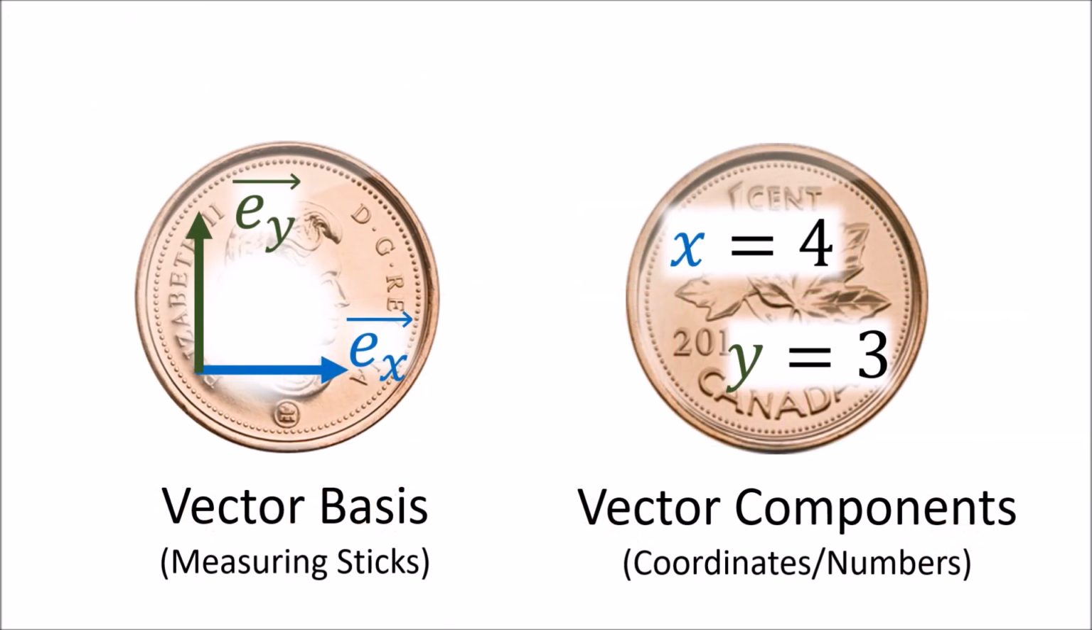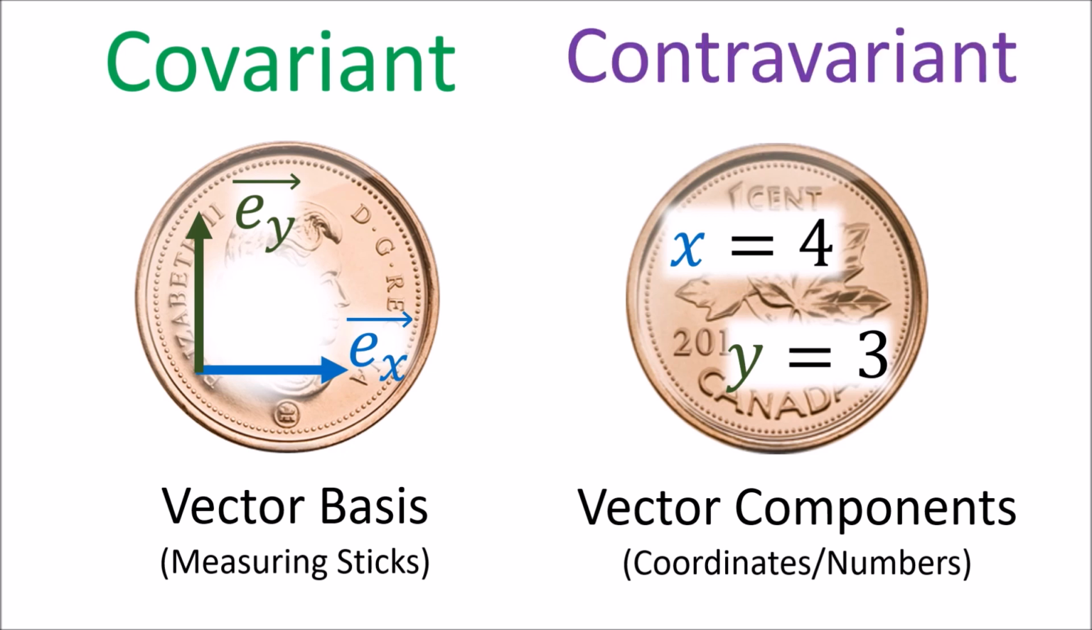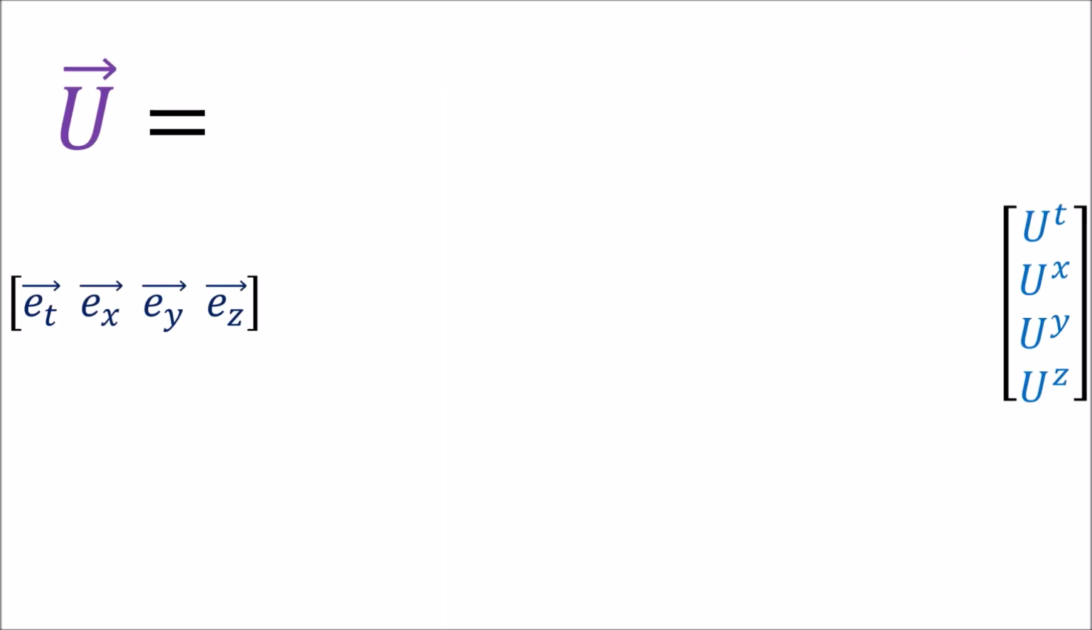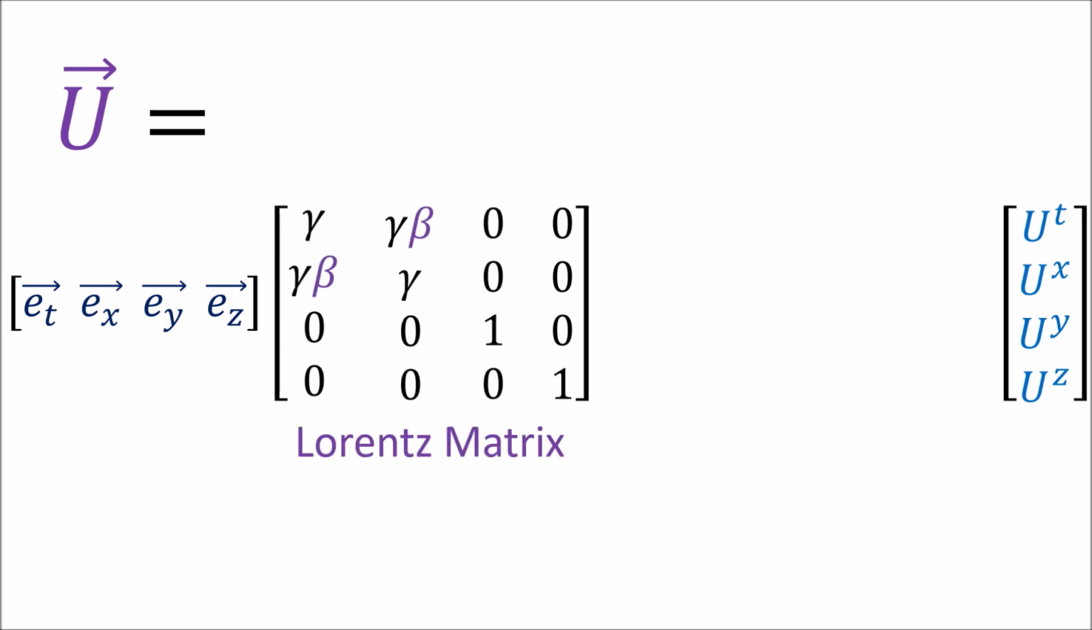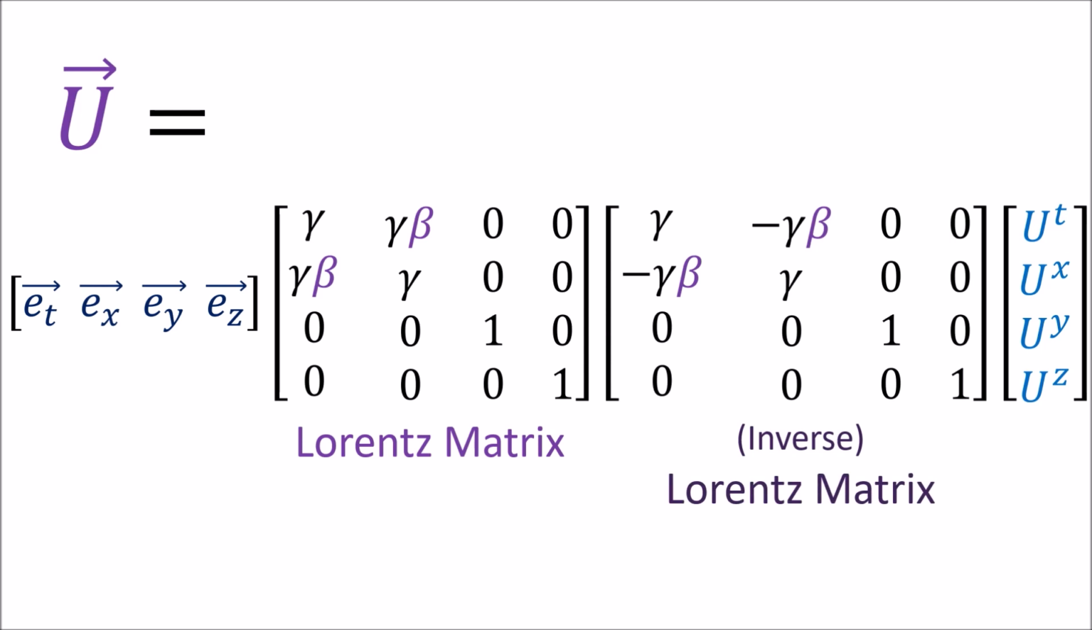And remember, basis vectors and vector components are 2 sides of the same coin. When we change our spacetime basis in one way, the 4-vector components will change in the opposite way because vector components are contravariant. So anytime we change our spacetime basis using a Lorentz matrix, we know that we can change the components of any 4-vector using the inverse Lorentz matrix by the rules of contravariance and covariance.